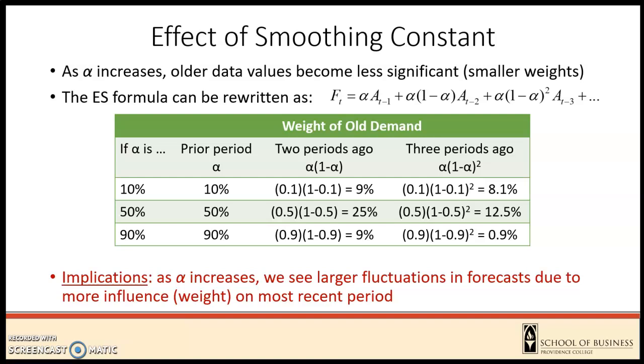So what does that mean? Well, the implication is that as alpha increases, we're going to see larger fluctuations in the forecast due to more influence being placed on the most recent period.